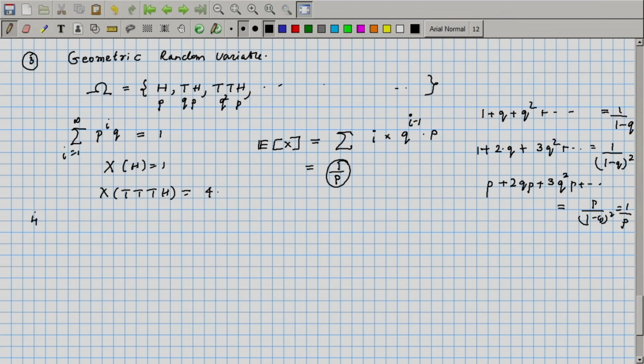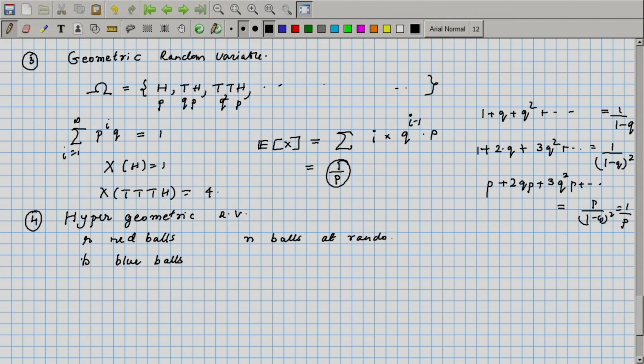The fourth example that we will see is what is called a hypergeometric distribution, or the hypergeometric random variable. Let us imagine the following experiment. We have R red balls and B blue balls. And then we will pick n balls, uniformly at random.